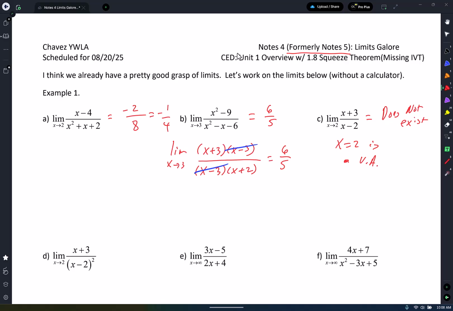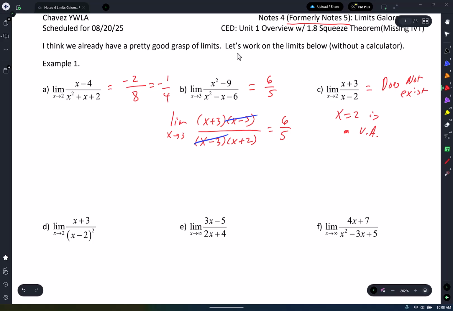All right. Letter D. It's the same as letter C. So this one does not exist. It does have a behavior. The behavior is positive infinity. So either answer would have been perfect. Does not exist is fine. Because as I get closer and closer to 2, it goes up forever.